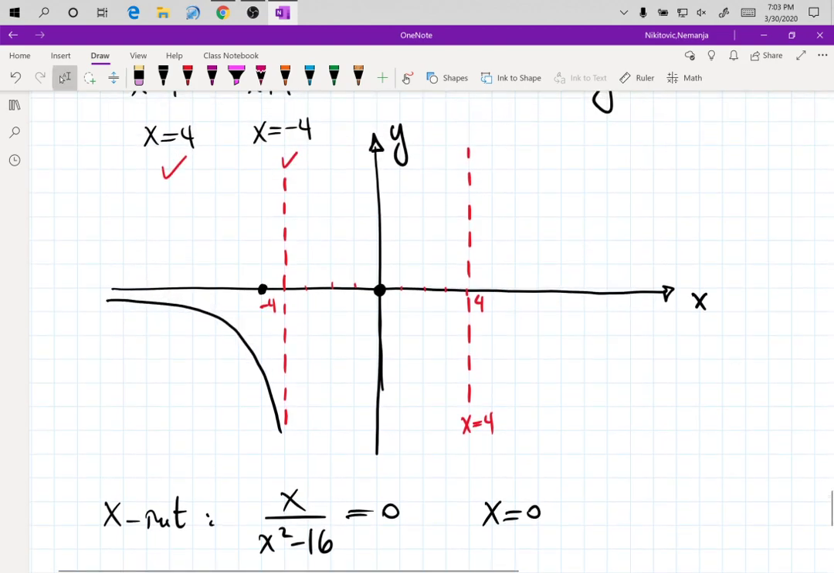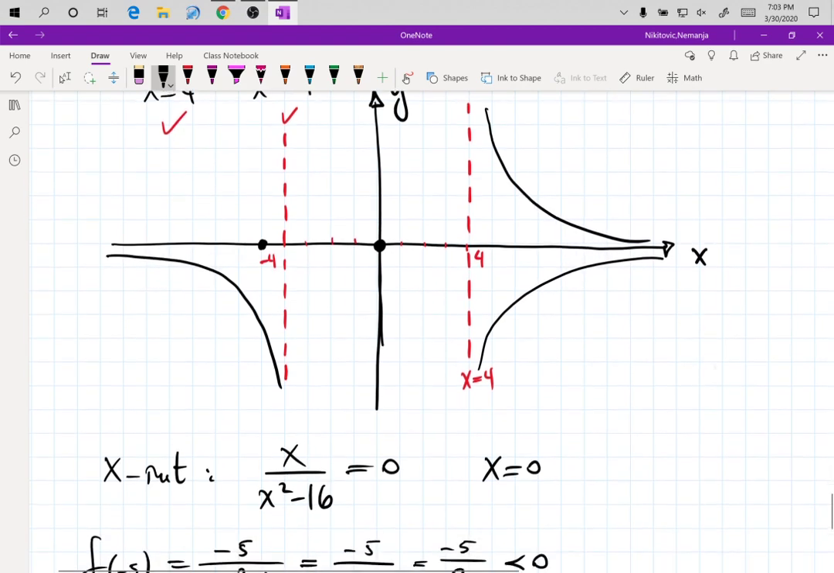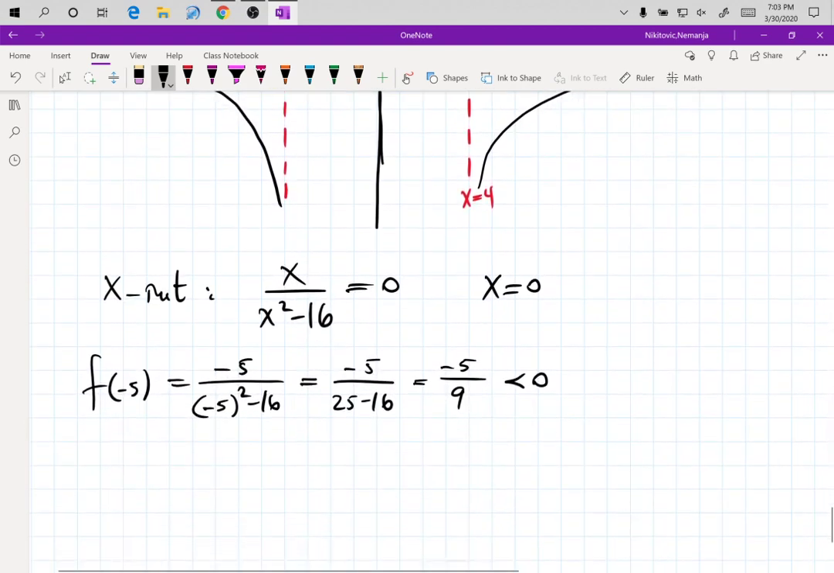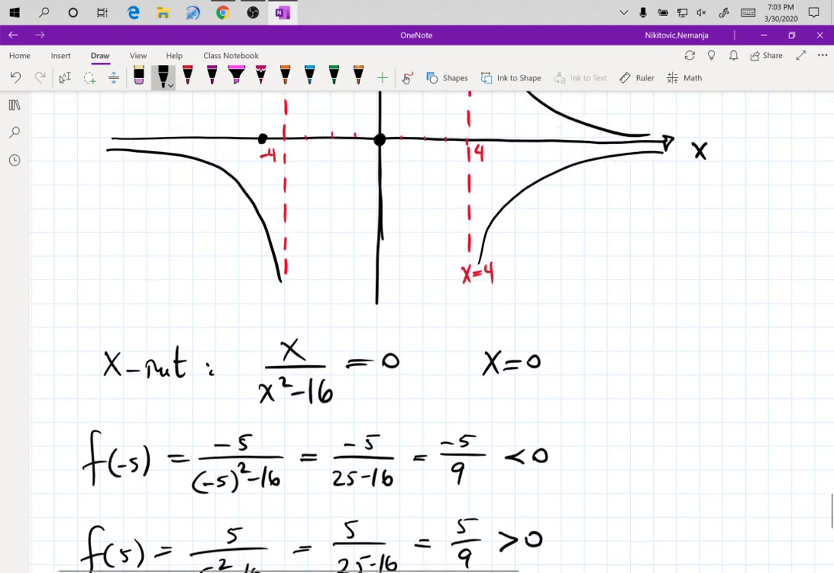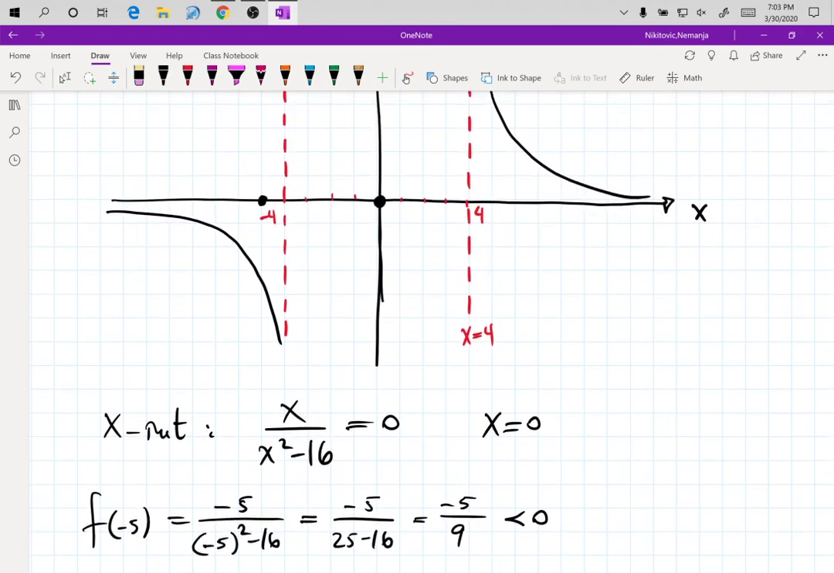Another easy one is all the way to the right. Do I keep the top or the bottom? Well, we just calculate f of 5. That's 5 over 5 squared minus 16, which is 5 over 25 minus 16, which is 5 over 9. That's positive. That means I am keeping the upper line in this case.